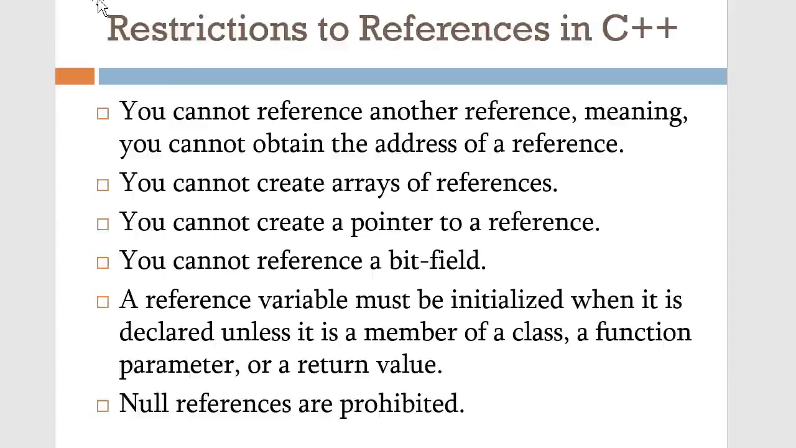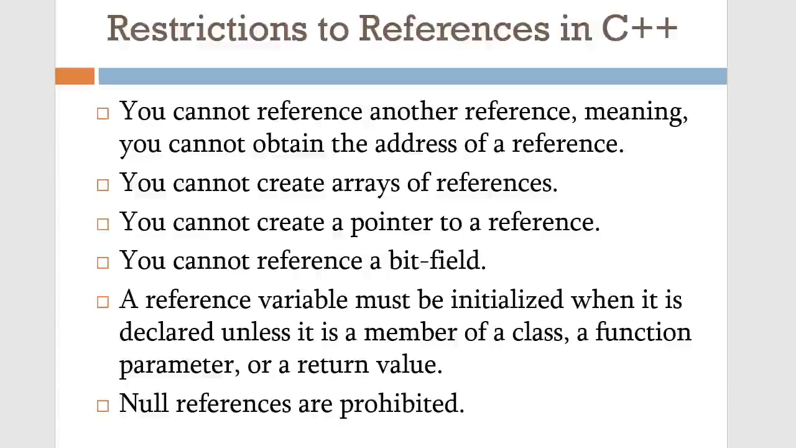And finally, let's talk about the restrictions that apply to references in C++. First, you cannot reference another reference, meaning you cannot obtain the address of a reference. You cannot create an array of references. You cannot create a pointer to a reference. Also, you cannot reference a bit field element. A reference variable must be initialized when it is declared unless it is a member of a class, a function parameter, or a return value, as we talked about before. And null references are prohibited. So there are many restrictions applied to references.